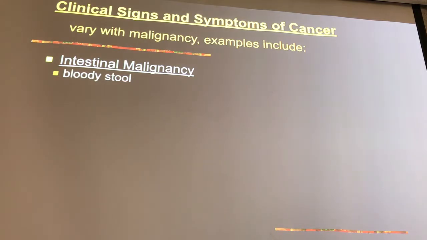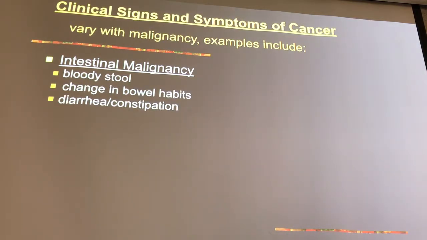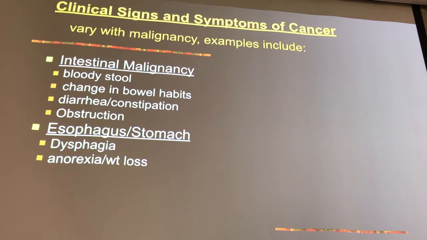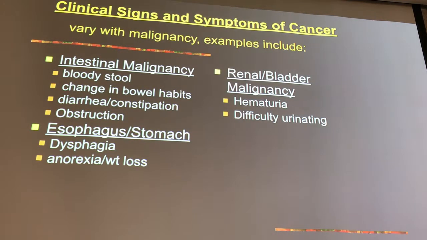So intestinal malignancy could have bloody stool, change in the bowel habits, diarrhea, constipation, obstruction. In the esophagus, we have dysphagia, anorexia with weight loss. The renal area, right? Hematuria, difficulty urinating.